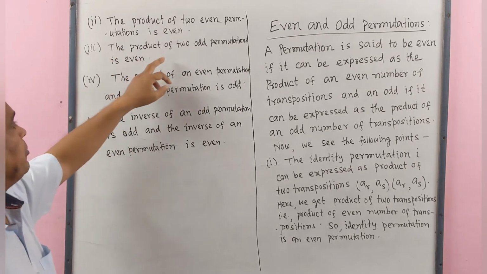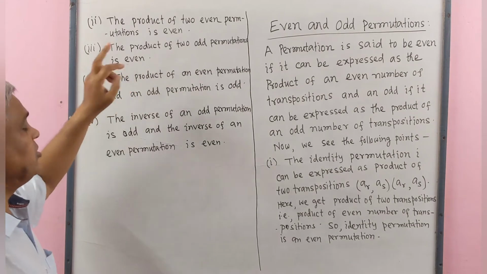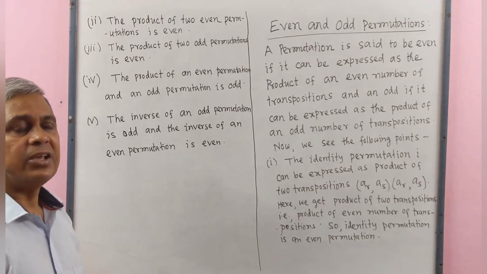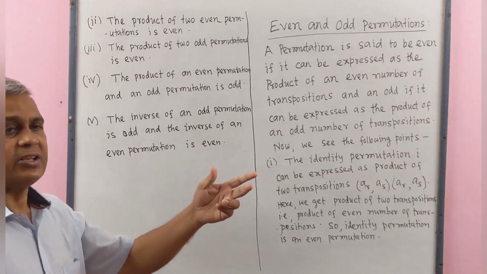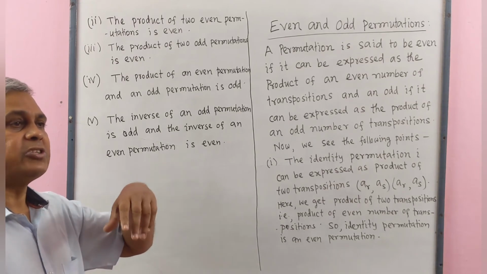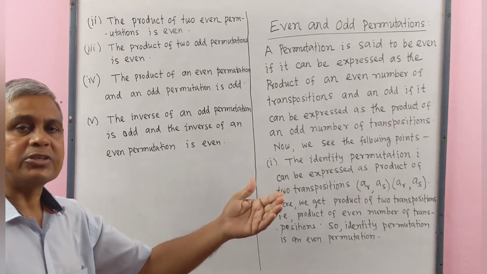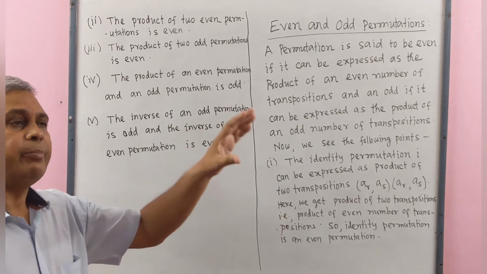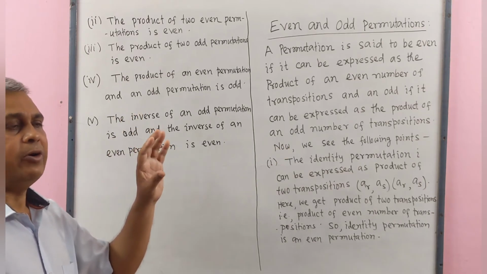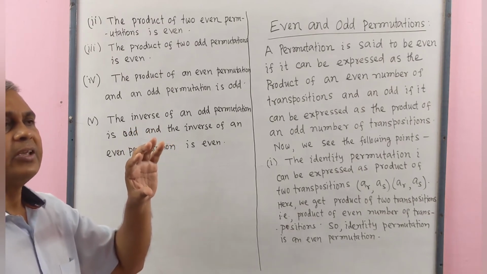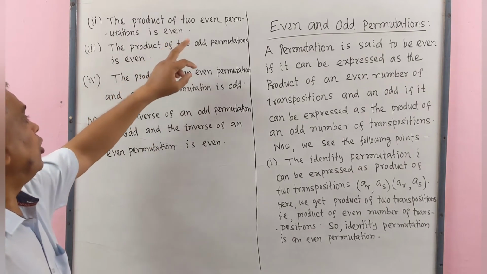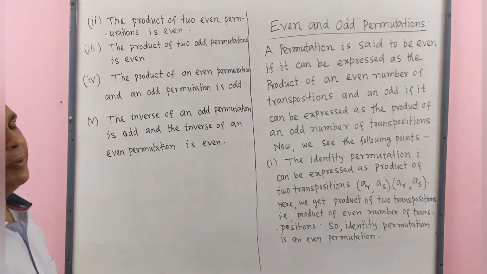Number three, the product of two odd permutations is even, since any odd permutation contains an odd number of transpositions. So the first odd permutation will contain an odd number of transpositions, and the second odd permutation will contain an odd number of transpositions. So altogether they will have odd plus odd, means an even number of transpositions. So the product of two odd permutations is an even permutation.